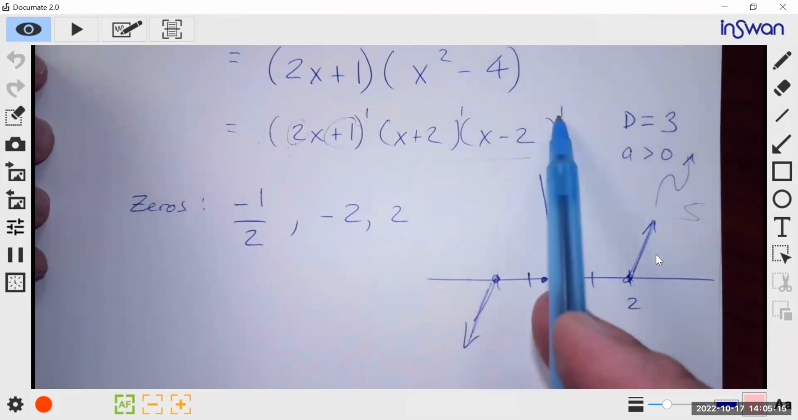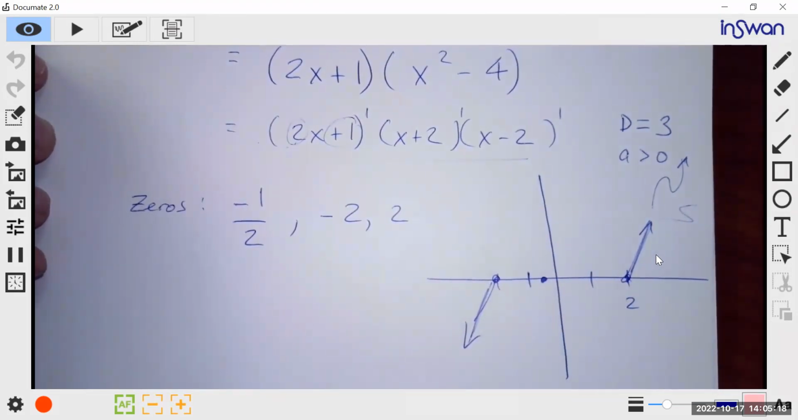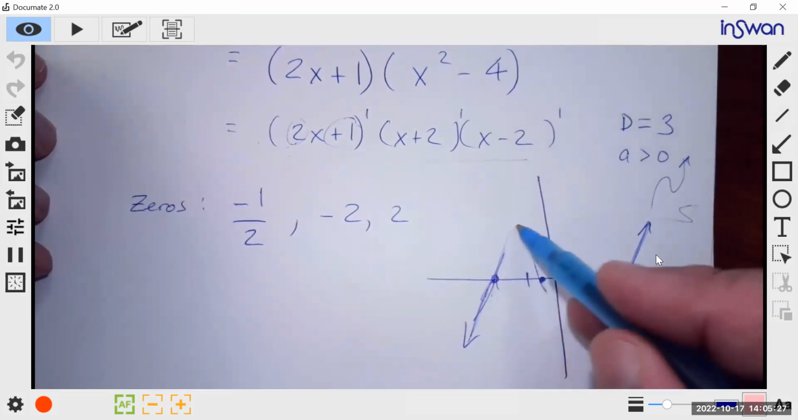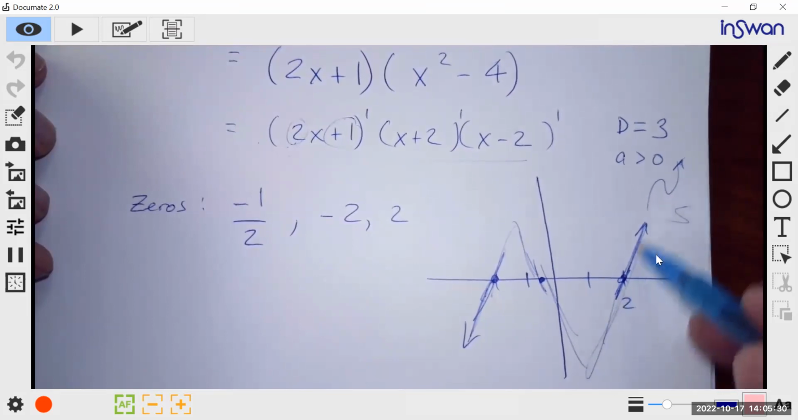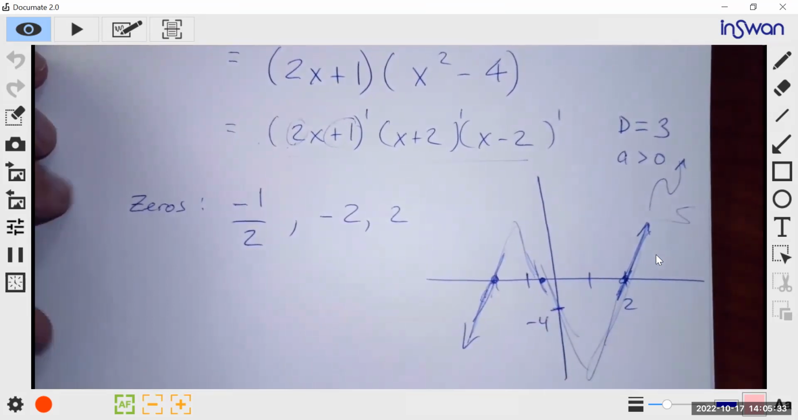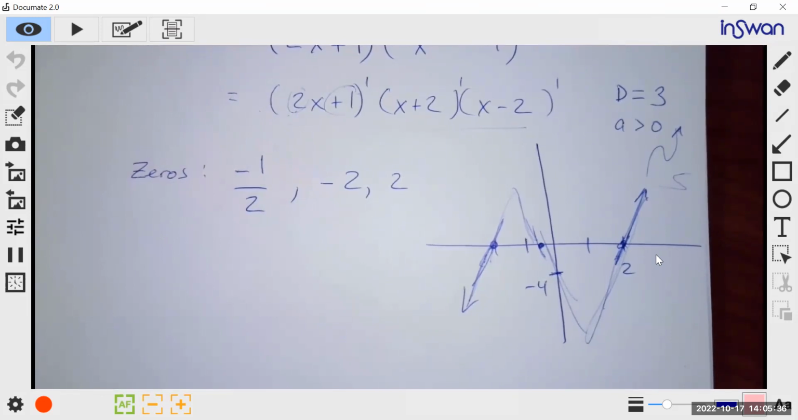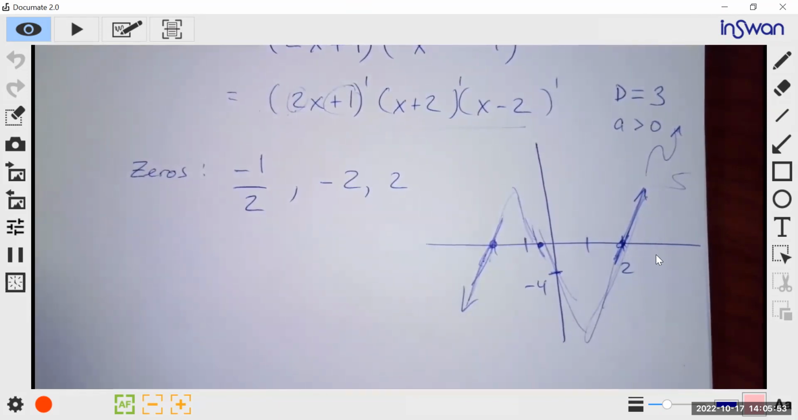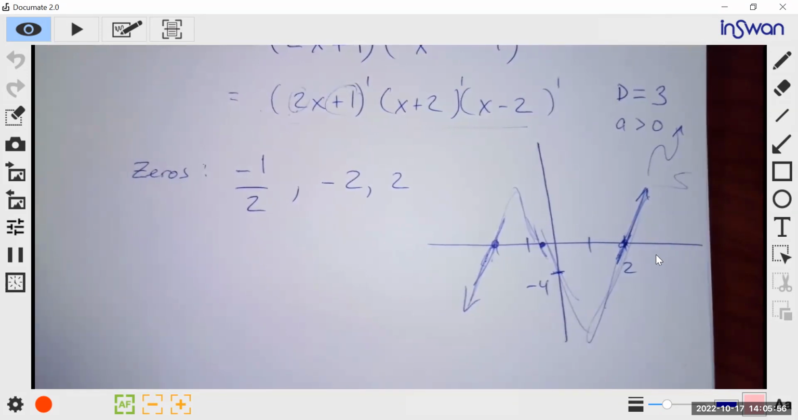Since the multiplicities are all odd, what happens at each x-intercept? Do they cross or does it bounce? It crosses. So we know this has to happen. And it crosses at -4 here. So there's the basic shape of the curve. The further apart the x-intercepts are, the further down it goes. And there you have it. There's a rough sketch. Of course, you'd have to plot some points to get a more accurate picture, but there you have it.